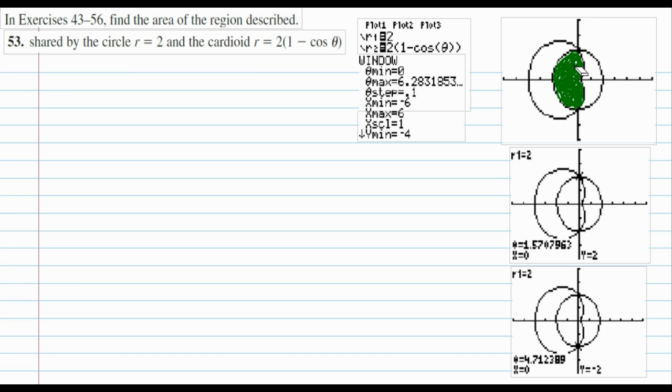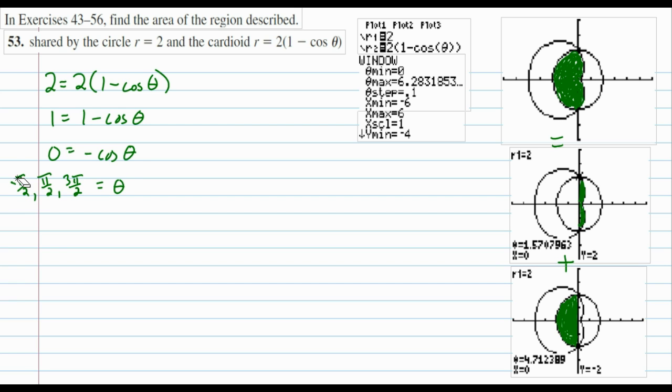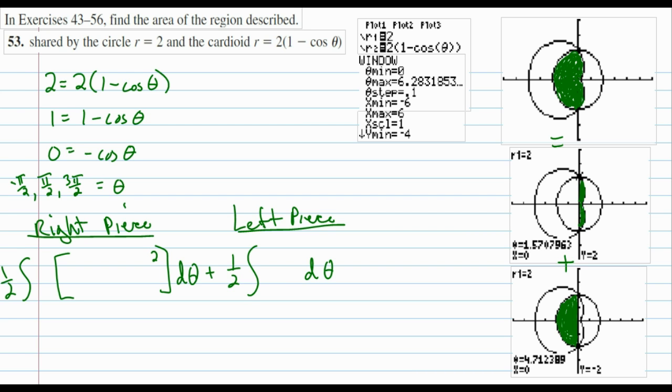So I'm actually going to split this inside area into two pieces. I'm going to say that inside area is this right piece only determined by the cardioid, plus the left piece only determined by the circle. Makes my life a lot easier. Now I just need to find out what thetas I need to use. So I'm going to set the circle equal to the cardioid, find out where theta will have the intersection. So that's negative pi over 2, 3 pi over 2, some sort of pattern like that. Which means now I could take the right piece and add it to the left piece.